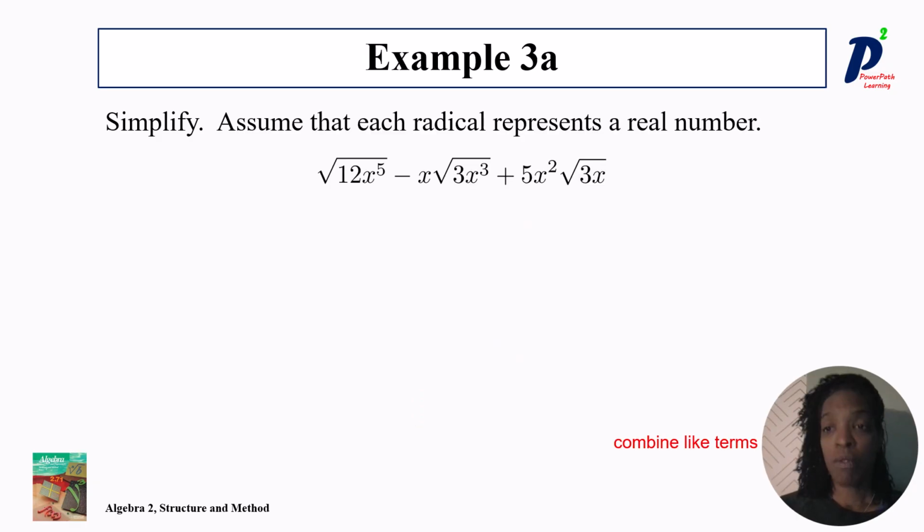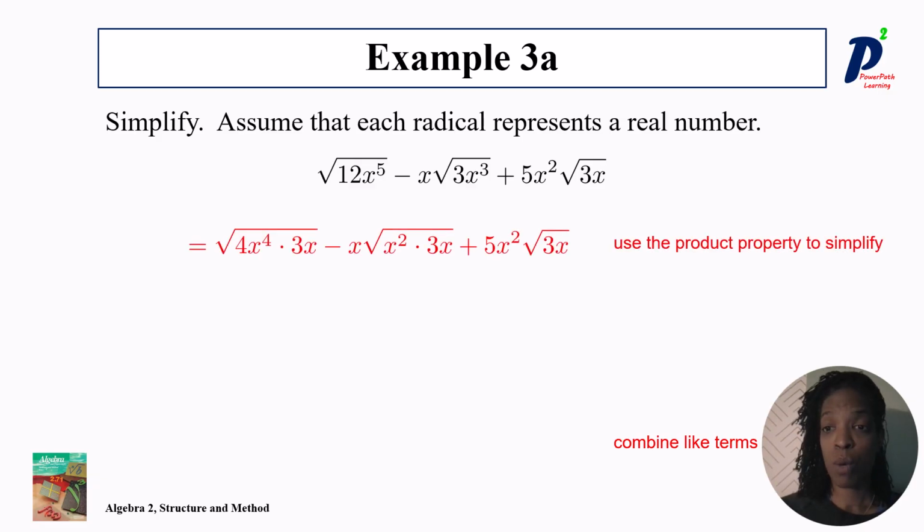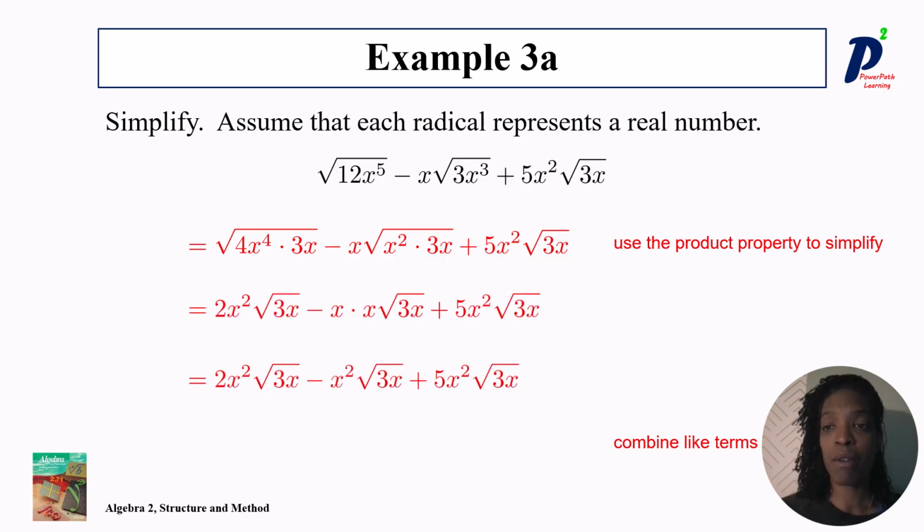For this next one, we're going to throw some variables in. First, I'll write my numbers under the radical as a perfect square times another factor to use the product property to simplify. Next, I'm going to combine the like radicals to get my final answer, which is 6x squared times radical 3x.